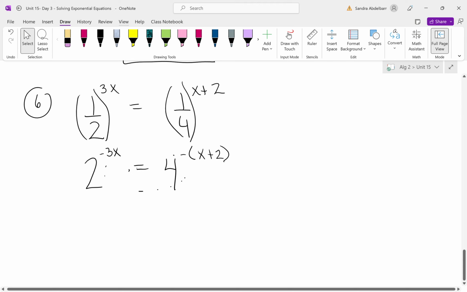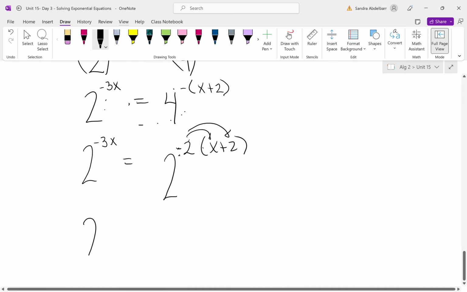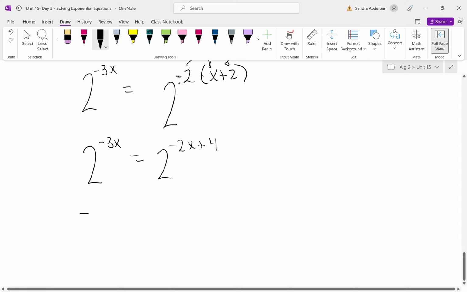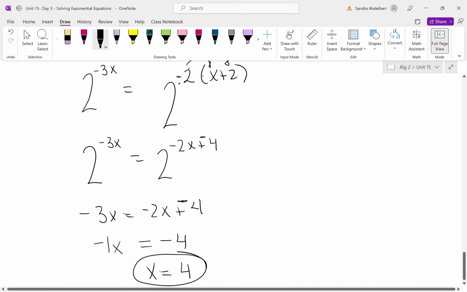Okay, so now I'm going to change the base. I'm going to keep the 2 to the negative 3x, but now I'm going to change this 4 into a base of 2. So we're 2 to the 2nd raised to, sorry, let's make that 2 to the negative 2nd, x plus 2. Distribute that 2 in. So we're going to have 2 raised to the negative 3x equals 2 to the negative 2x plus 4. Now we can set their exponents equal to each other. So then we're going to have negative, oh, what happened here? Oh, minus 4, thank you. Negative 1x equals negative 4, so x is equal to 4. There you go. Dravid, we good? Okay.